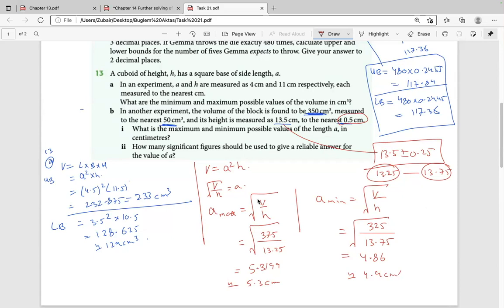Last part. How many significant figures should be used to give a reliable answer for the value of a? 2. Okay, that's right. So whenever you actually see the data, we try to keep it the same or one more than that. So there are 2 significant figures for volume, 2 or 3, because 350 could be 2 or it could be 3. And 13.5 is clearly 3. Those 3 significant figures, 3 would be better.